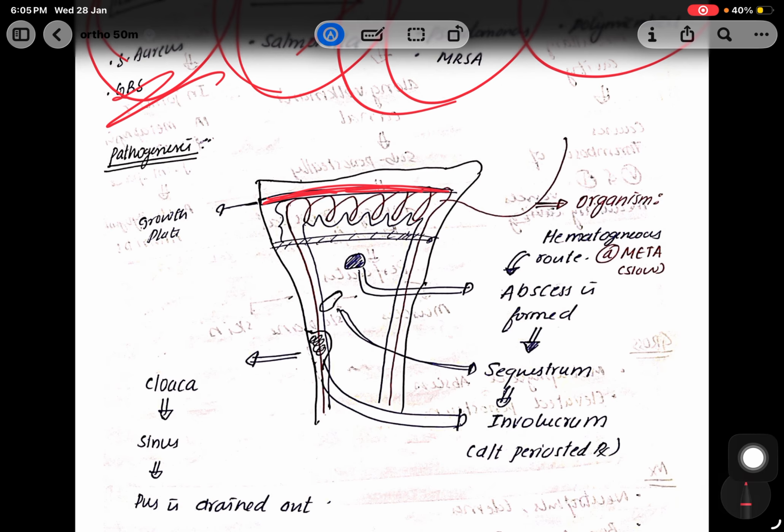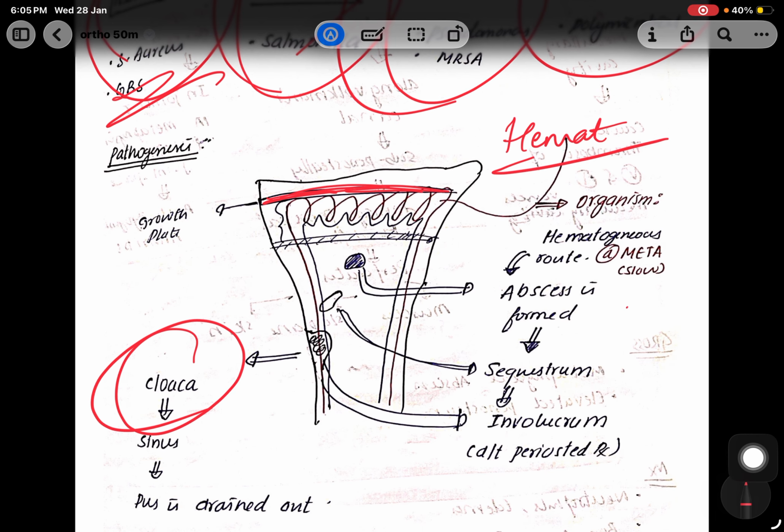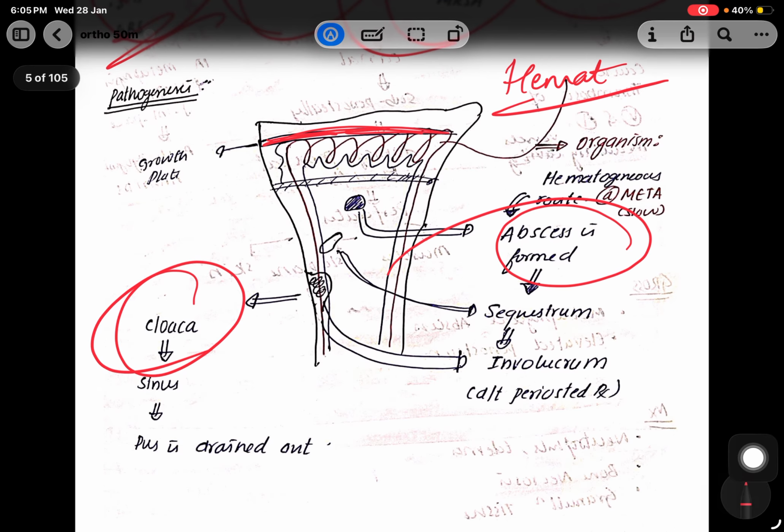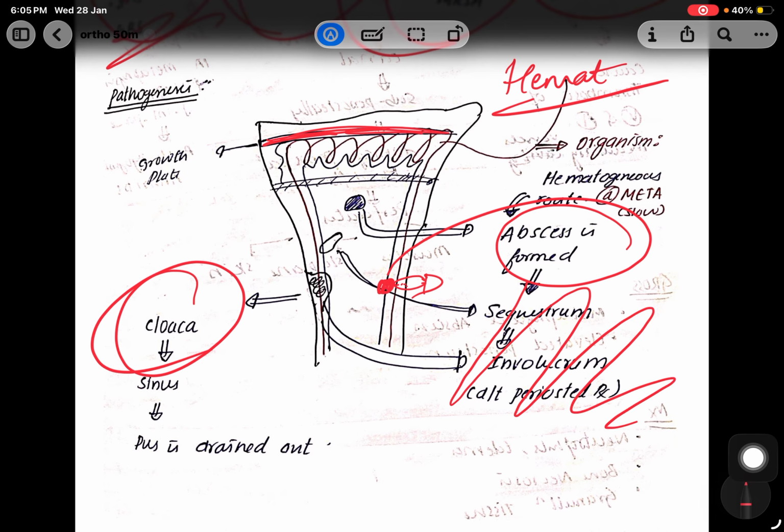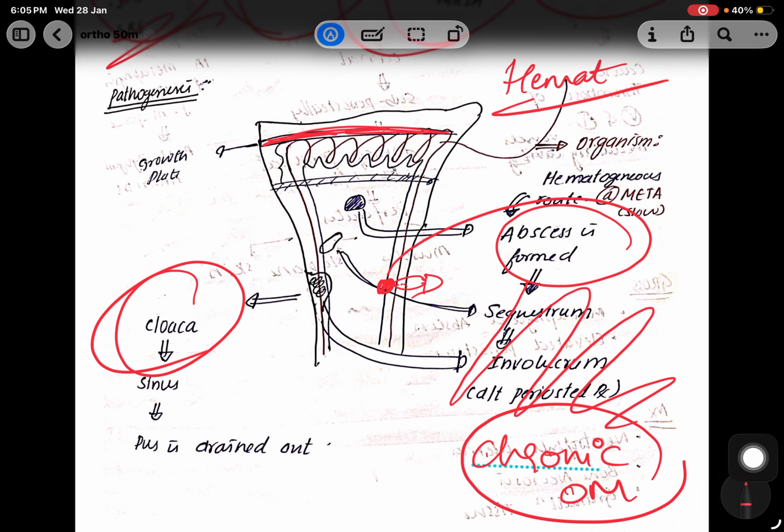And how does it happen? First of all the bacteria enters by either direct route or indirect route. The direct route is through the open fracture, indirect route is through the hematogenous. Okay, then what will be formed? Abscess is formed. Then after an abscess is formed, it communicates to skin. All this is a part of your chronic osteomyelitis. So make sure you mention that part as well.